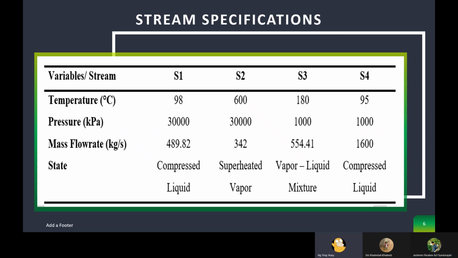As you can see in stream 1, stream 1 enters the boiler as a compressed liquid at 30 megapascals. Constant pressure heat addition in the boiler makes the exit pressure of the boiler to be the same, which is 30 megapascals, and with a temperature of 600 degrees. With these conditions, the working fluid, which is water, will be in a superheated vapor state.